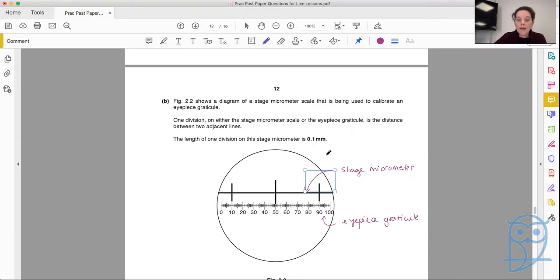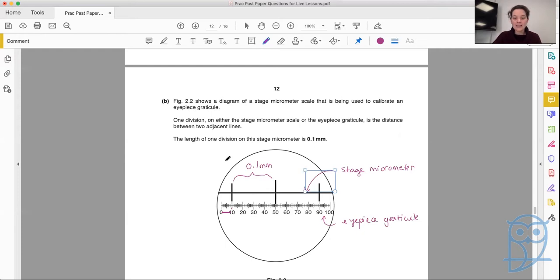Okay, so one division on your stage micrometer is all of that. And we even have a length here. This is 0.1 millimeters. One division on an eyepiece graticule is one of these tiny little ones. That's, remember, because it's between two adjacent lines. So here we have 10 divisions between 0 and 10. How nice the numbers line up for us.